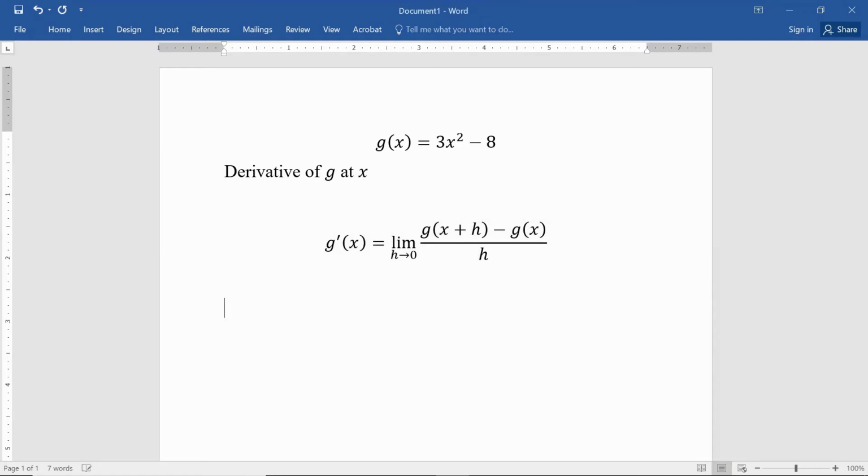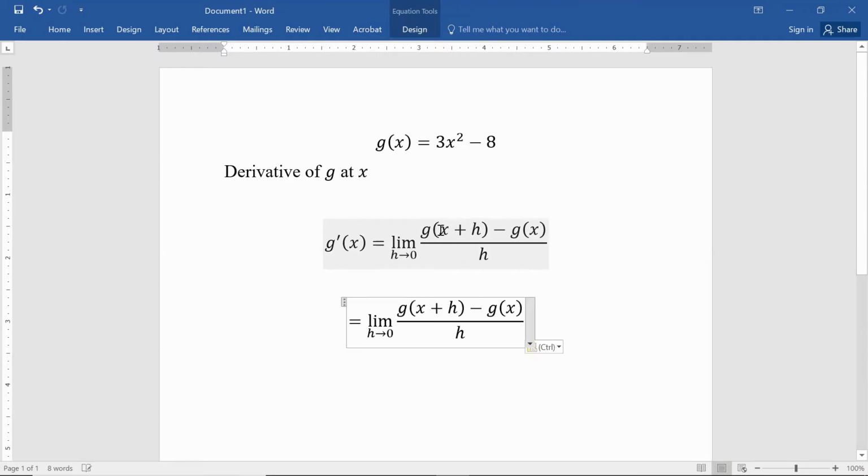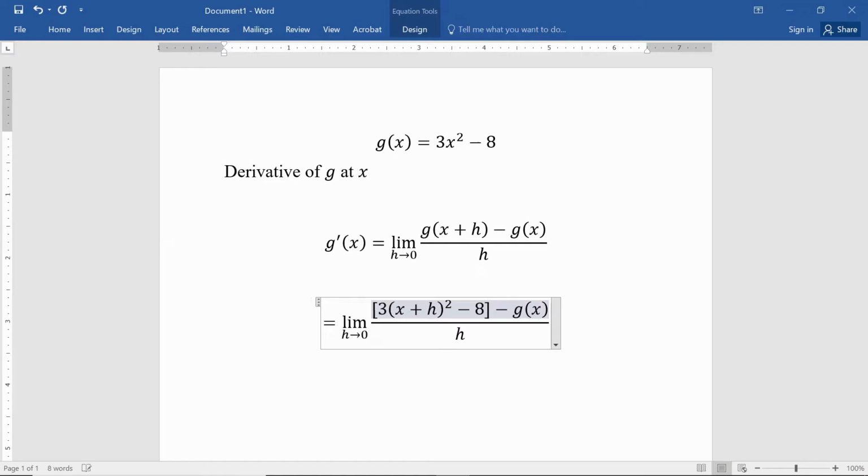We know the derivative is the limit as h goes to 0 of the difference quotient. Notice again here, h is going to 0, g is just some arbitrary value. So we're going to plug in x plus h into my function g. So that looks like taking 3 times x plus h, quantity squared, minus 8. And then I'm going to plug in just x into g. And that looks like 3 times x squared minus 8.